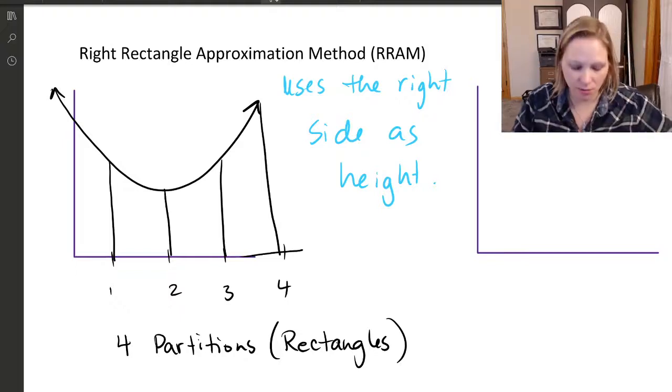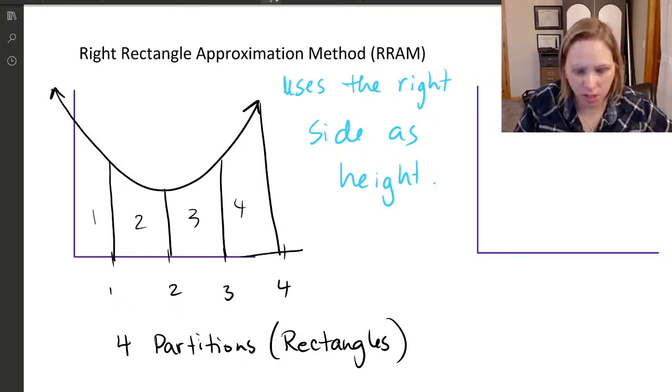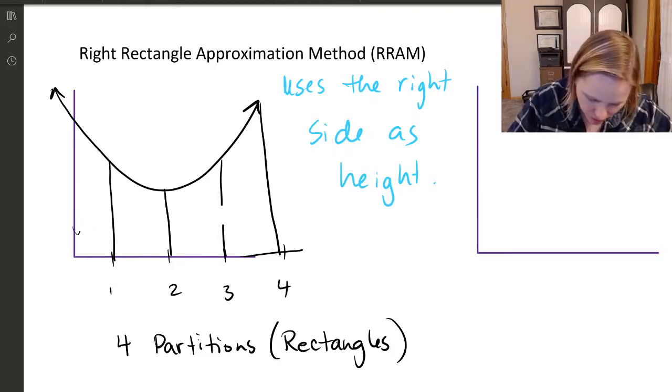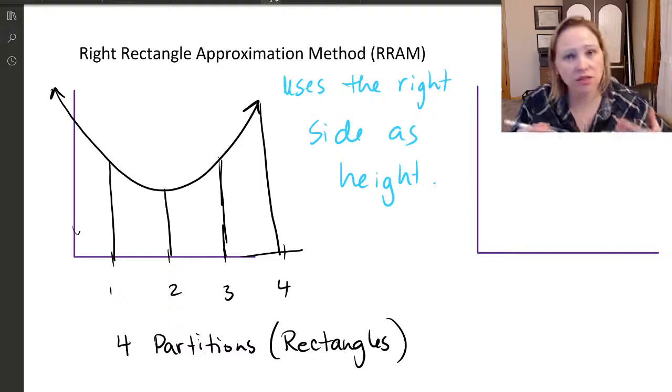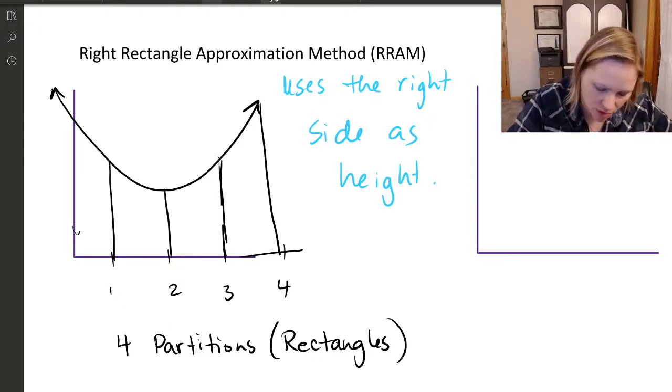4 little subdivisions. So we've got 1, 2, 3, 4. Those are my 4 partitions, if that was at all confusing to you when we did LRAM. So here are my 4 partitions. It starts the same as LRAM. They all start the same, but it's just a matter of where do I draw the top.